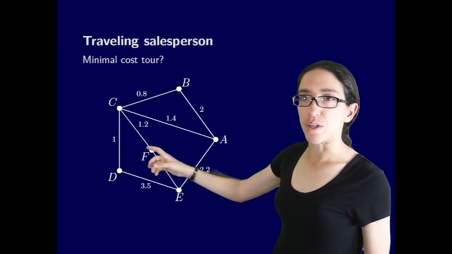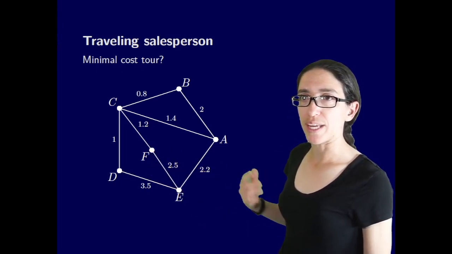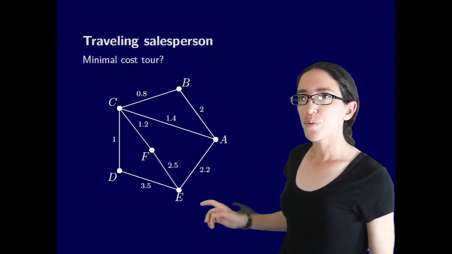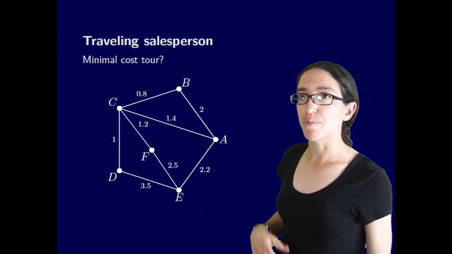Let's put in what might be a distance between cities, a weight on each of these edges, and we want to know the minimal cost tour. How can we make a tour that has the smallest possible cost?